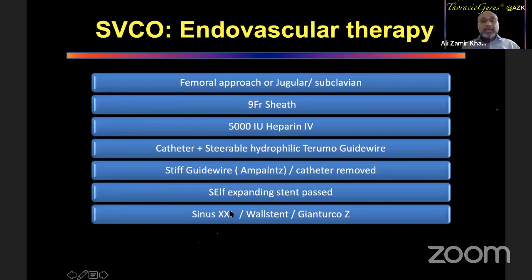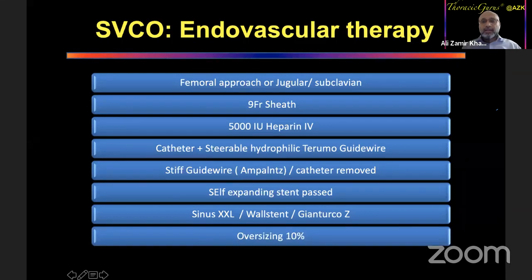is a Wallstent, or Sinus XSL, or you can use a Wallstent, which is another type of stent, or you can use a Gianturco Z. Any of these stents are available. They usually try to avoid a metallic stent, try to stick to the more of the silicone and things like that, and nitinol stents. The important thing with stenting an SVC is you must always oversize it.